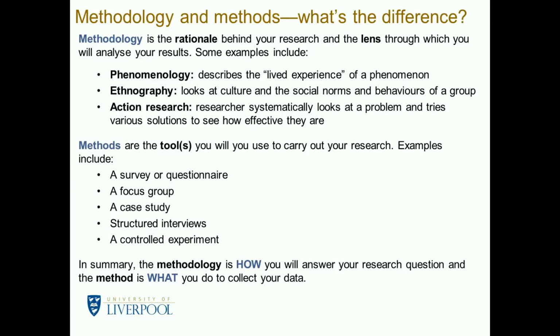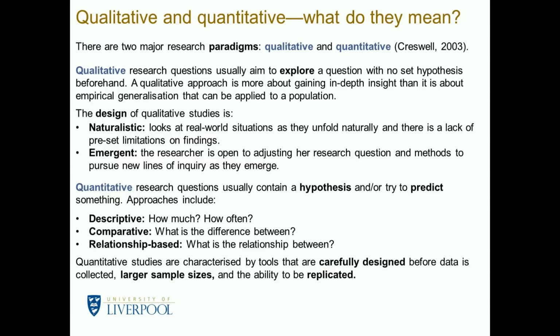And so, if you like, methodology is the rationale, and the methods are essentially the tools of practical application. In summary, then, the methodology is how you will answer your research question, and the method is what you do to collect your data. That's the distinction, okay? And as I say, so often this terminology is so fluidly applied, but there are core distinctions, and I think these distinctions really help you to distill your approach and the way you think about your own research and how you're going to consider your topic area.